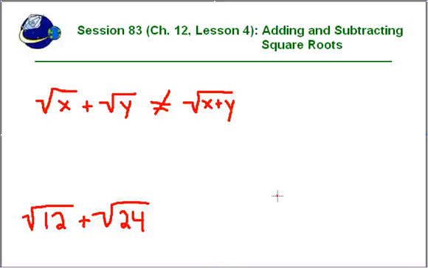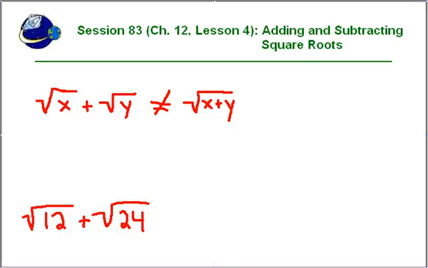Here in this session, we're going to be adding and subtracting square roots together and determining what a good strategy is for solving those types of problems. First of all, we need to know up front that the square root of x plus the square root of y is not equal to the square root of x plus y. A couple of examples may help.